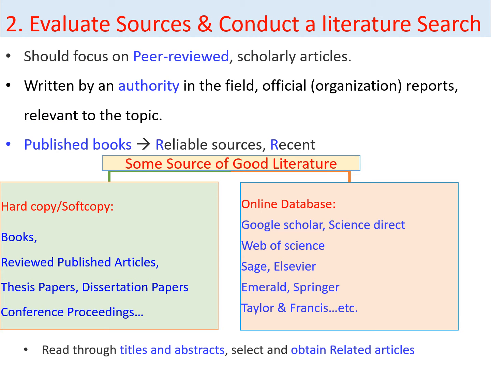Once we have identified the keywords to search the related literature, the next step, step 2, is evaluate the source and conduct a literature search. So we have to evaluate the reliable sources, the reliable databases. We have to focus on peer-reviewed journals or scholarly articles.